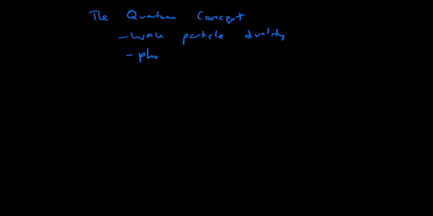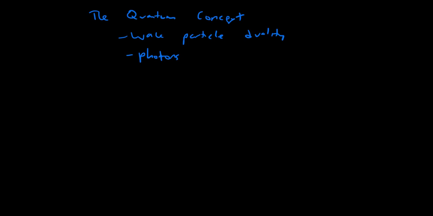So now we're going to talk about the quantum concept. So light behaves like a wave, but also has a particle nature. So light has a wave-particle duality. And light is made up of tiny particles called photons. And each photon is like a packet of energy.